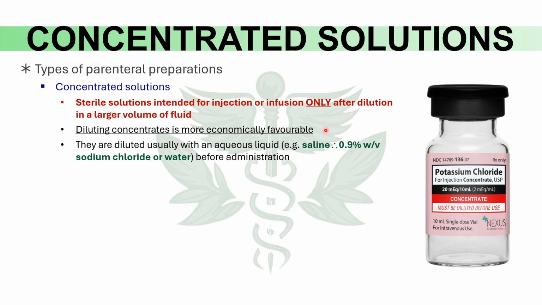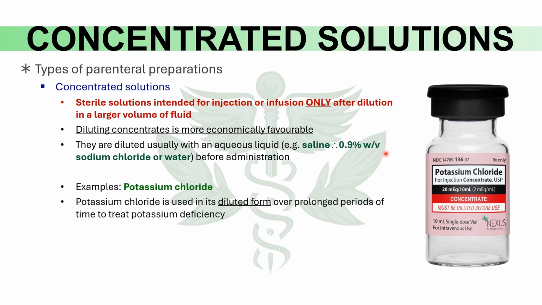Diluting initially large volumes of concentrates is more economically favorable in manufacture, as it allows us to carefully control and reach the desired level of dilution. On the other hand, working with an initially dilute solution is less efficient, as we may want it to be less dilute, for example, which would just be a waste of our resources. When we dilute them, we use an aqueous liquid to do so, like saline, which is 0.9% weight per volume sodium chloride, or water. And of course, we dilute before administration.